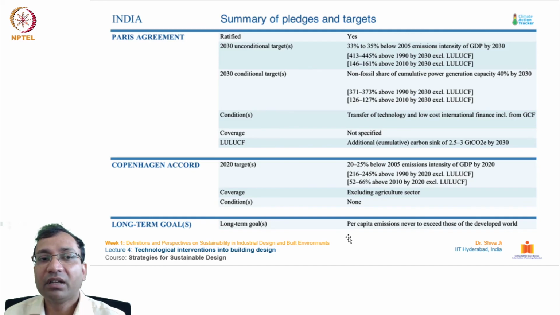Long term goals, if you see, per capita emissions never to exceed those of the developed world. So that is the overall very long term target of India, that we should never exceed the per capita emission levels of the developed countries. This is one of the very promising economies, a kind of role model today for the other countries, despite having a huge population, the second largest population in the world presently, and despite facing several challenges as compared to the other developed nations.